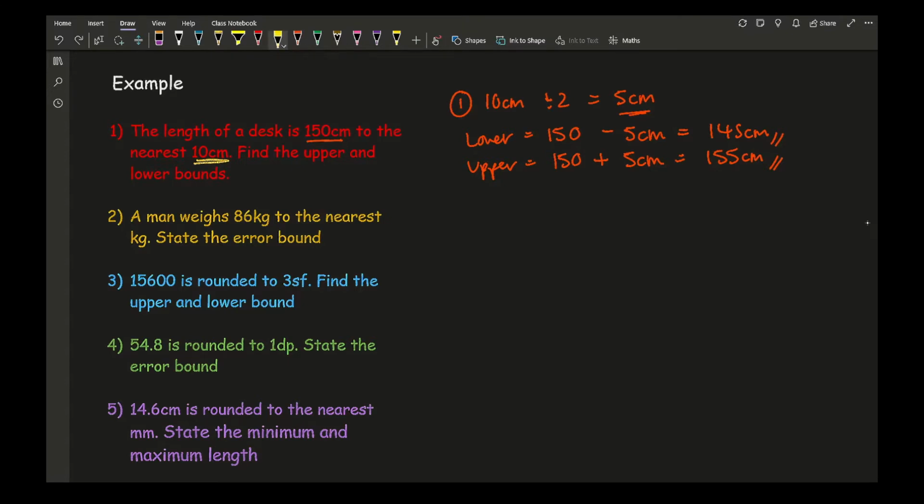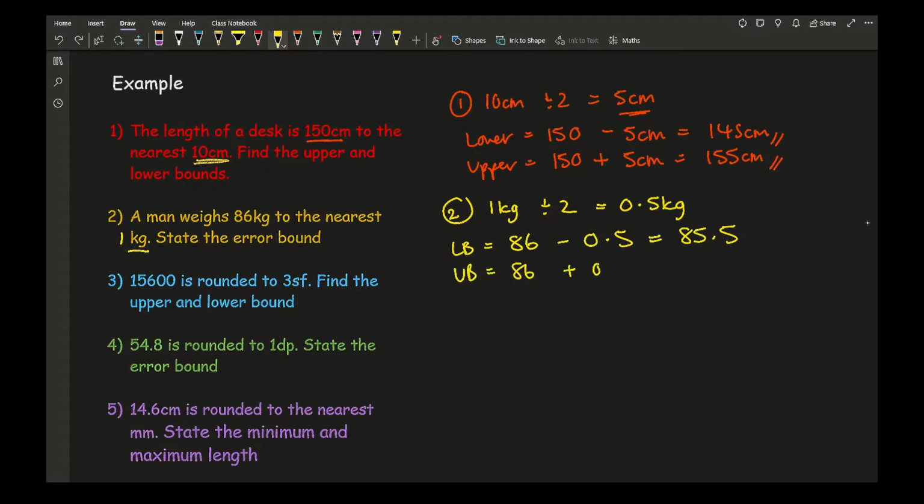For question 2, it says that a man weighs 86 kilograms to the nearest kilogram. State the error bound. Now here, my rounding is to 1 kilogram. So 1 kilogram divided by 2 gives me 0.5 kilograms. To find my lower bound, I take it away from the original number, 86, so 86 minus 0.5 is 85.5. And my upper bound is 86 plus 0.5, which is 86.5.